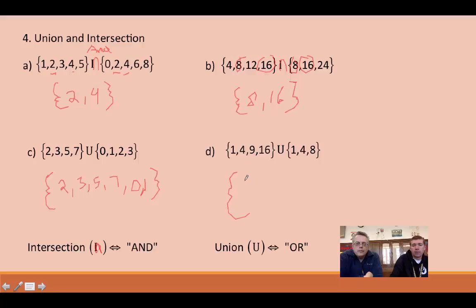Okay, so here we have 1, 4, 9, 16. We just need to add what things from the second set we don't have already, which would only be the 8. Okay, so you've got to remember, intersection, the upside down U goes with "and," and union goes with the word "or." Everything that's in the first set, second set, or both.